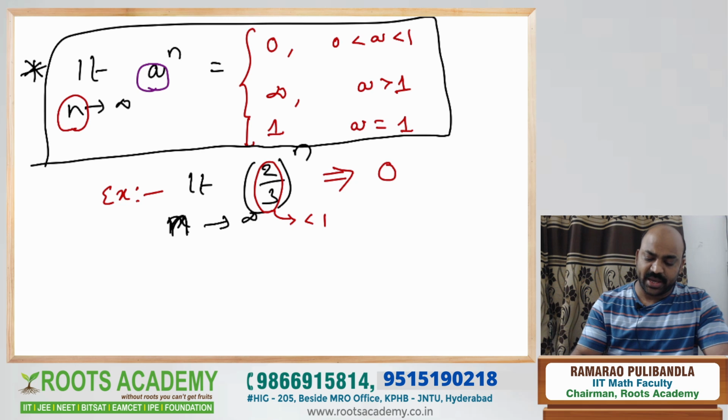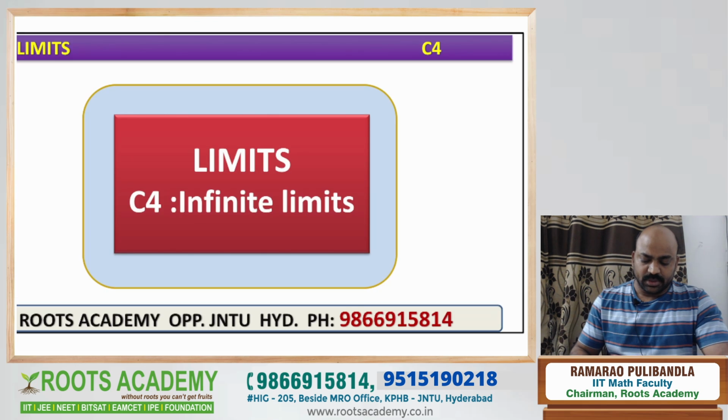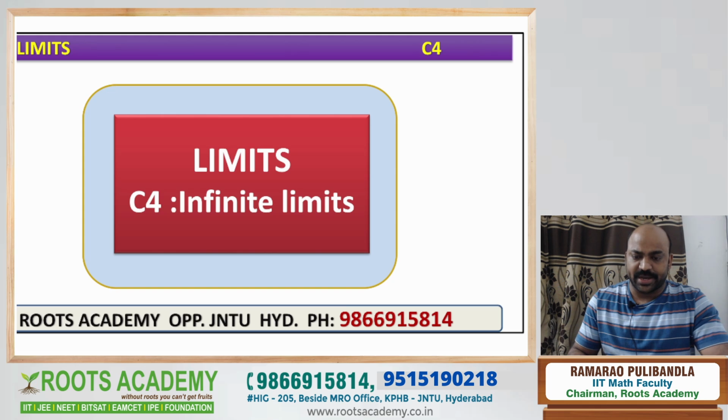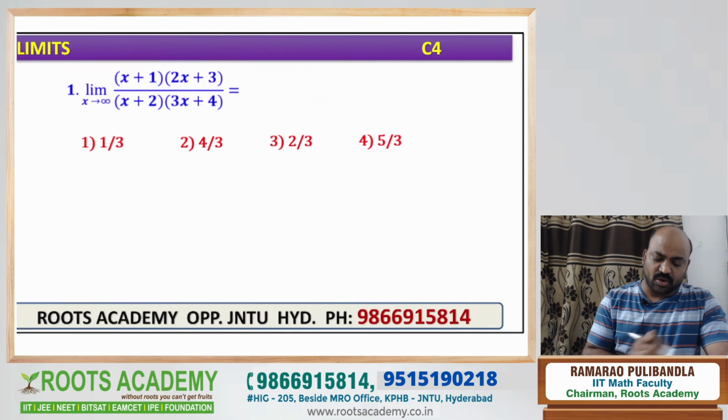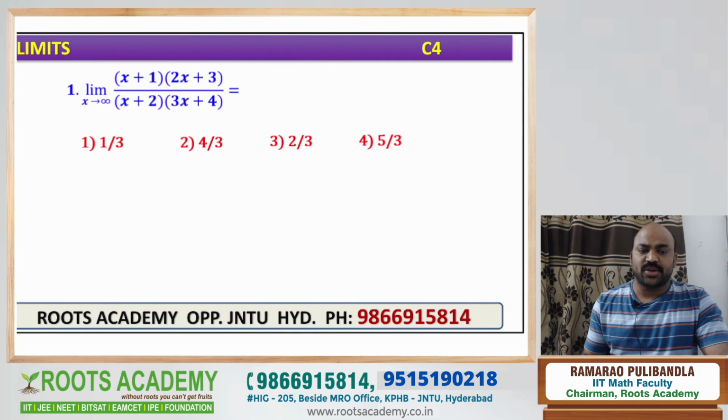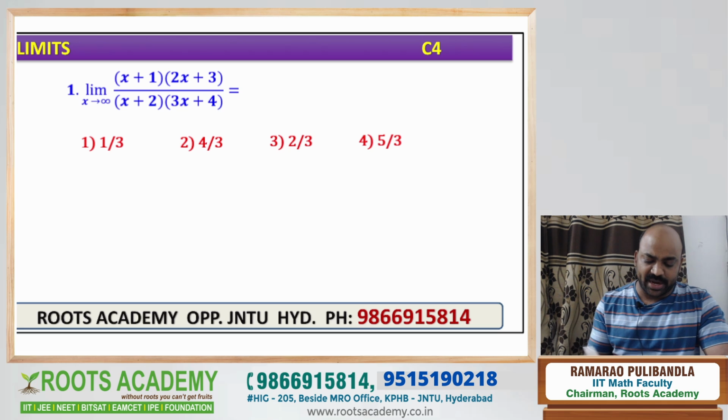Question number 1 is, so here is the question. Limits, infinite limits we can say. So the limits are nothing but... question number 1 is, can you say what is the degree of the numerator? Here it is 1, here it is 1. 1 plus 1, numerator degree is 2 and denominator degree also 2.